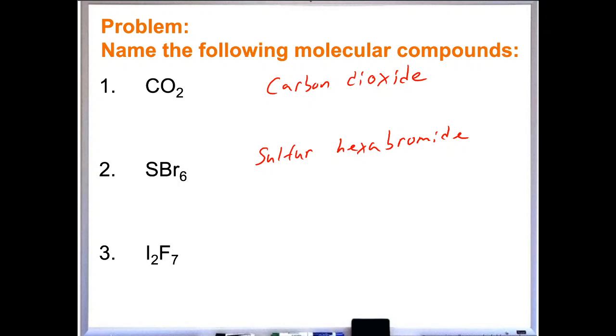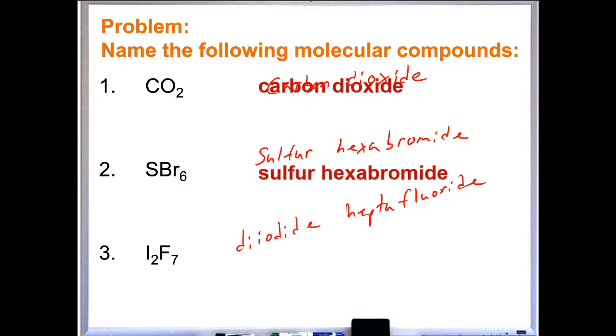Next one, I have I2F7. Okay, so remember, I'm going to try to pick the one that's furthest from fluorine. So obviously iodine is going to be more metallic than fluorine. So we'll write di. And this is one where you'll see people sometimes leave off the second I, sometimes you won't. Diiodide, and then we have 7, which is hepta, and fluorine becomes fluoride. Sorry, I misspelled fluorine again.